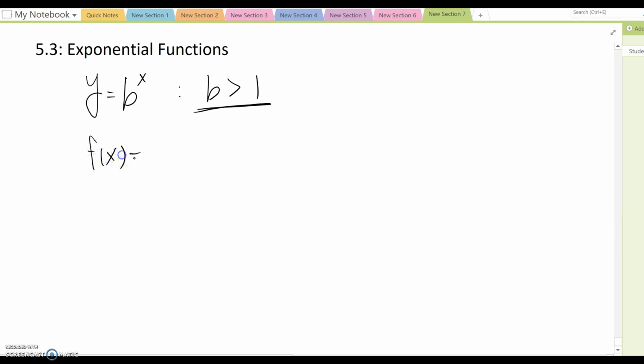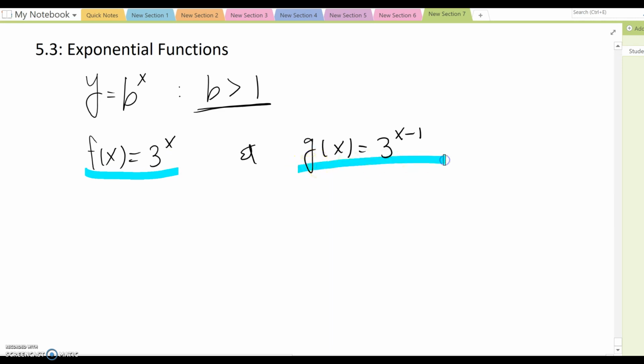Okay, now we want to compare f(x) equals 3 to the x and g(x) equals 3 to the x minus 1. So what do you think? What could be the difference between f(x) equals 3 to the x and g(x) equals 3 to the x minus 1 power? We want to use GeoGebra software and compare those two functions.